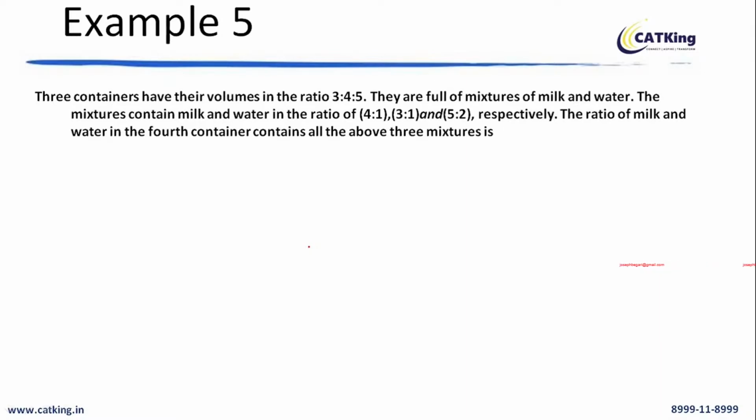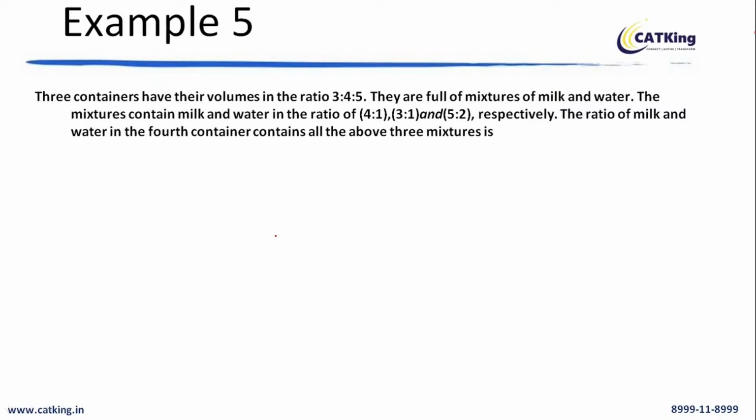3 containers have their volumes in the ratio 3:4:5. They are full of mixtures of milk and water. So there are 3 containers whose volumes are in the ratio 3:4:5. They are full of mixtures of milk and water. They already are mixtures. Okay, the mixtures contain milk and water in the ratio 4:1.